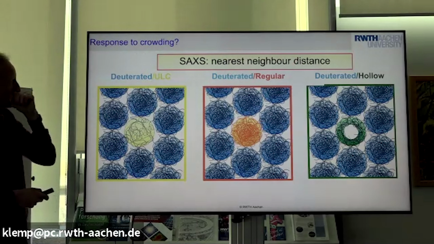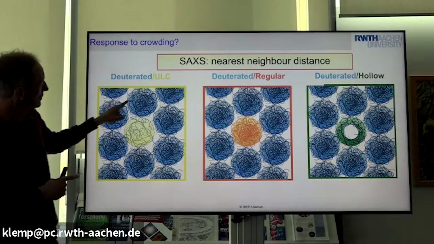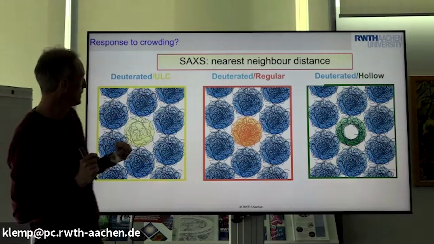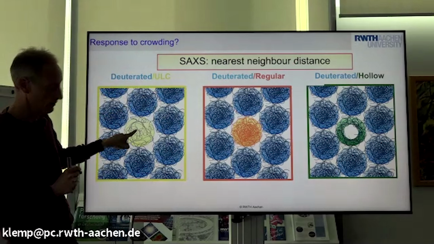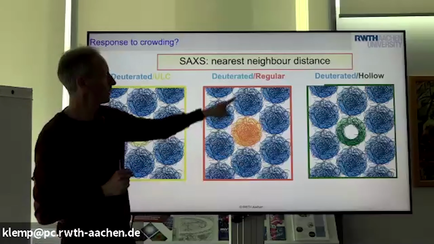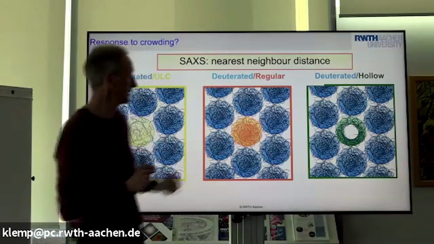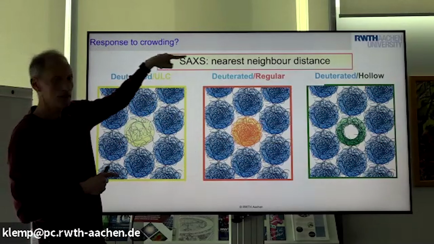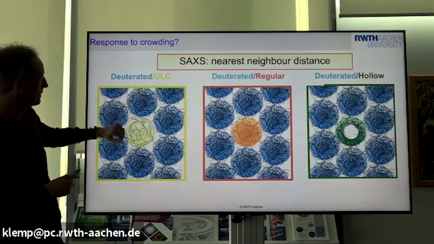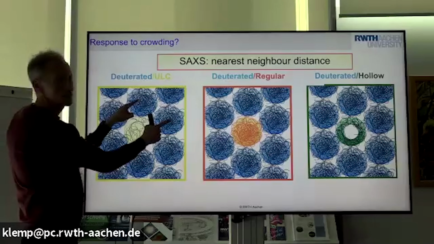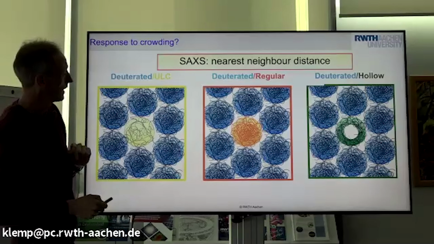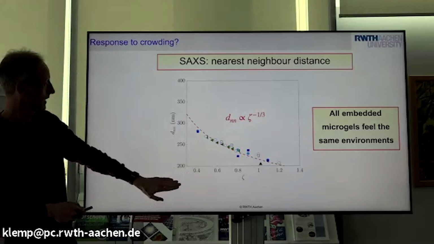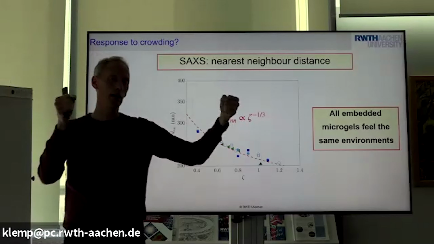So what we do now is an experiment such that we use normal microgels, which we call 5% cross-linked, and we add either an ultra-low cross-linked microgel, a hollow microgel, or a similar cross-linked microgel, but the difference here is now that these are deuterated. So when we now do small angle X-ray scattering from these objects, the scattering contrast is basically the same, and what we get from the X-ray scattering is the nearest neighbor distance of these objects. When we do this, we get the nearest neighbor distance as a function of concentration. Okay. So we know how far apart the microgels are.